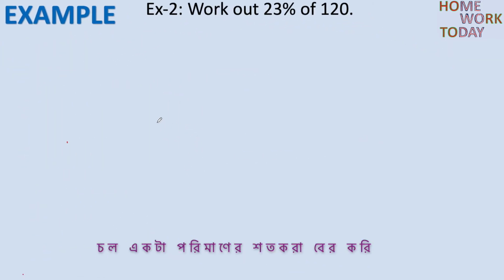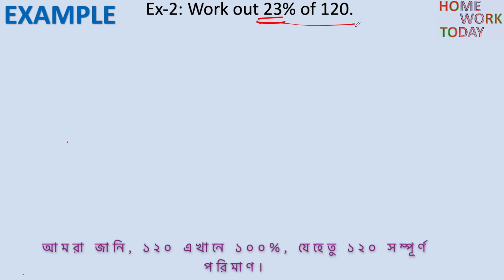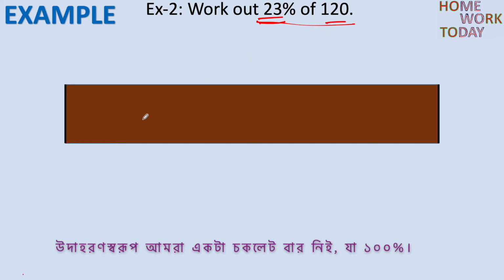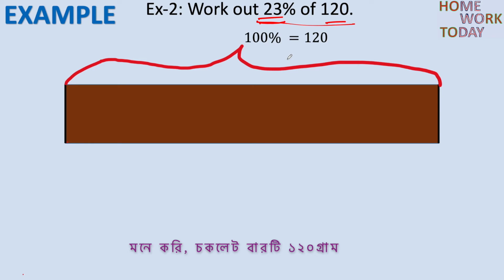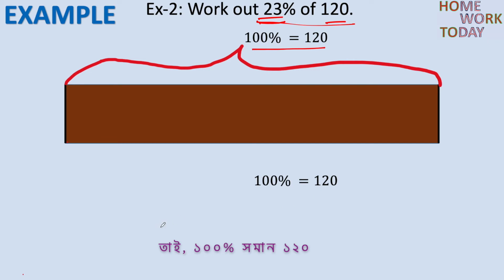Let's find out the amount of a particular percentage which is an odd percentage. Example 2. In this question, we need to find out 23% of 120, where 23 is an odd number. We know 120 is 100%, as 120 is the full amount here. Let's take a chocolate bar, for example, which is 100%. Let's think the chocolate bar is 120 gram. 100% is 120 gram here. So 100% is equal to 120.